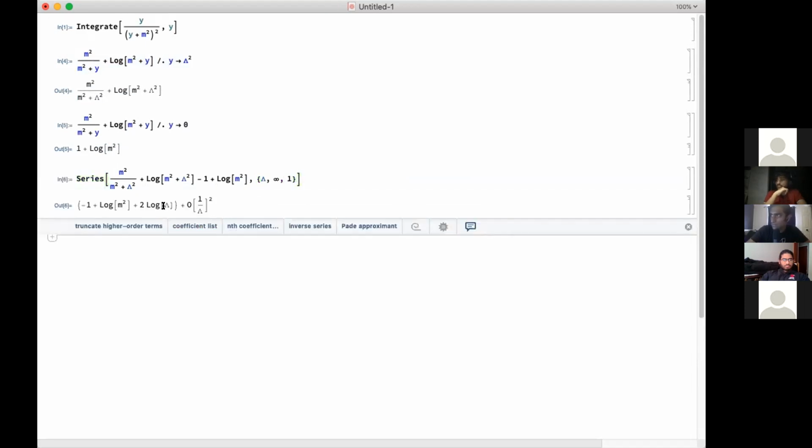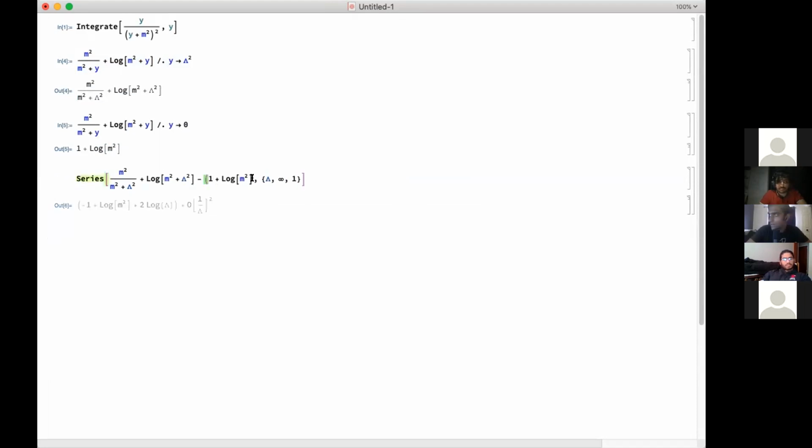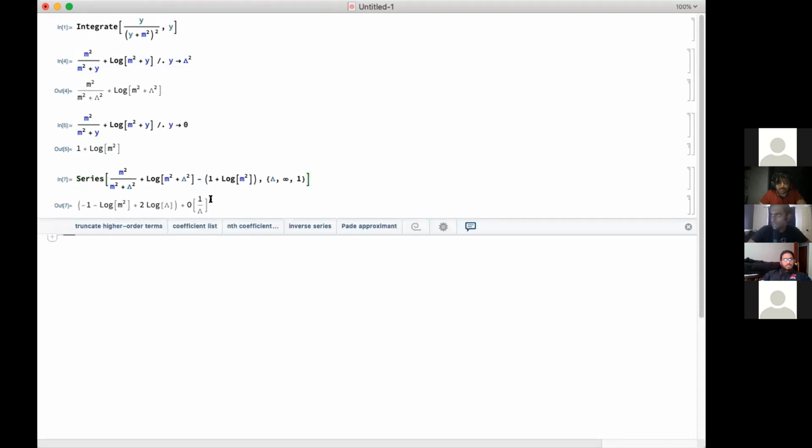Right, so Mathematica doesn't like simplifying logs, but basically this is like log lambda squared over m squared. Well, let's see, something's up. I haven't subtracted them properly. I have to put some brackets here because I want lambda. Yeah, you see it's log lambda squared over m squared.